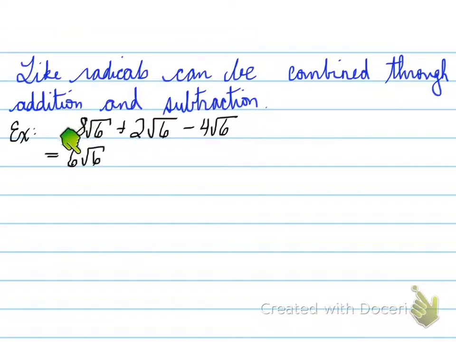So the idea is you treat the root 6 as a common like term. And we combine all the like terms together. So the root 6 could be treated like a variable. You need to collect like variables. So again, the same root is the only time that you can combine like radicals. They have to be the same root.